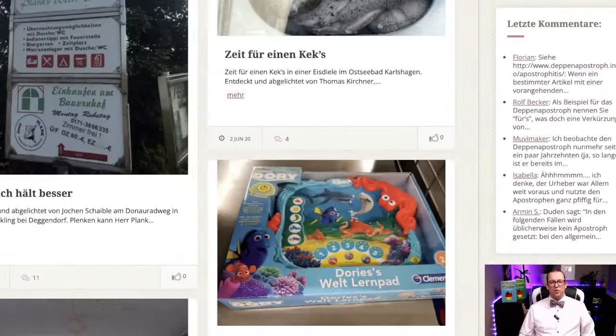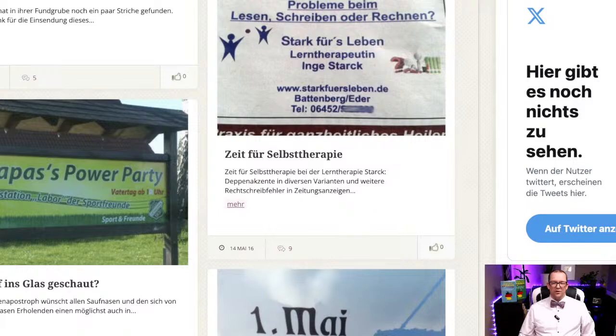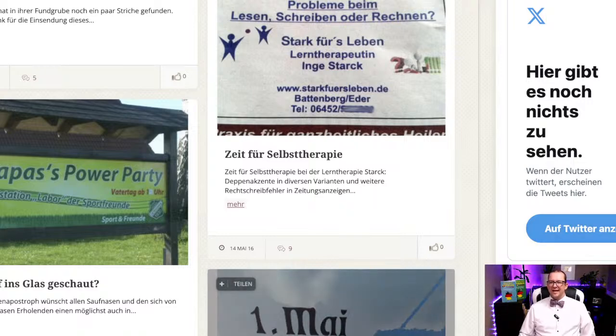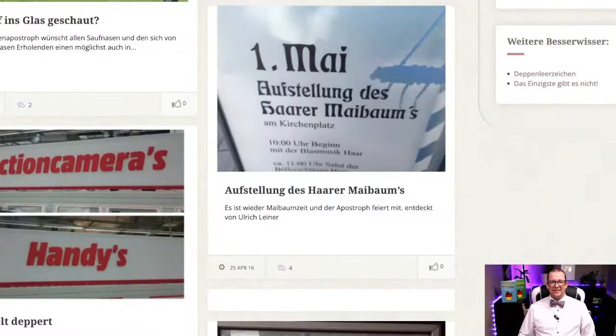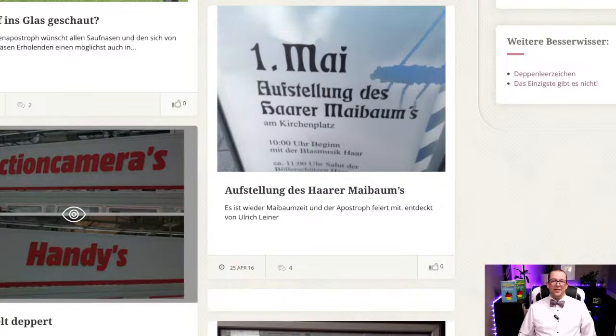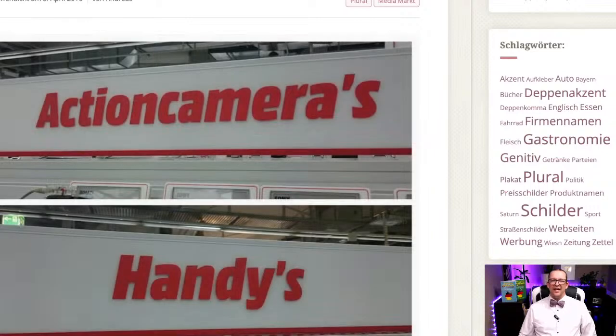But it is called deppenapostrophe.info and has a bunch of random stuff like Papa's Power Party, has an S at the end of Papa's and then also an apostrophe S for no apparent reason. Germans don't use an apostrophe for possession unless the name of the person possessing something ends with an S. So most of the time, no need for an apostrophe. And even then, we have examples like this one, which is action cameras and handys, neither of which are possessive at all. These are actually just plural forms of things and should just be an S. There's no reason for any of this to happen, but for whatever reason, the German fools are doing things like this.